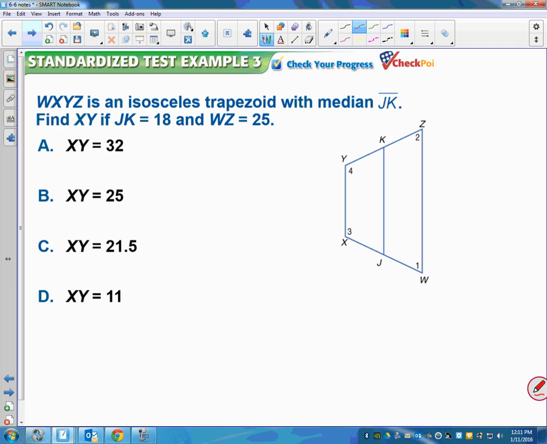So try this one really quick. WXYZ is an isosceles trapezoid with median JK, so that's just through the midpoints there. Find XY if JK equals 18 and WZ equals 25.